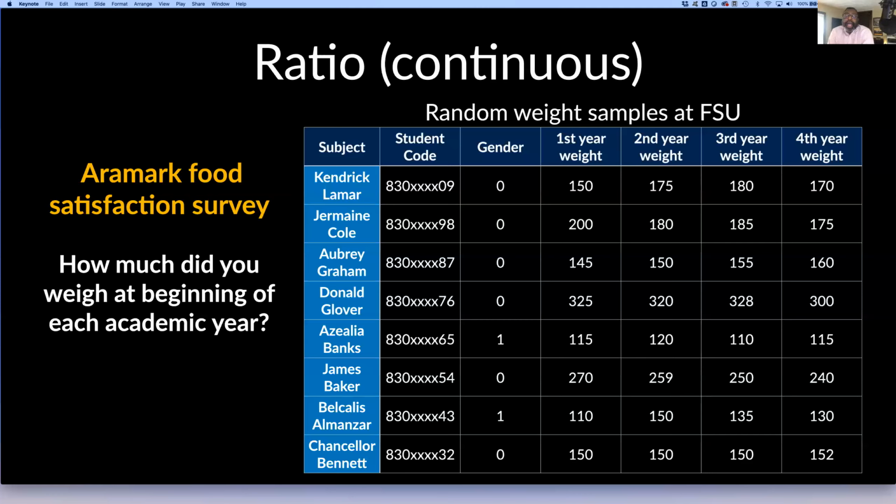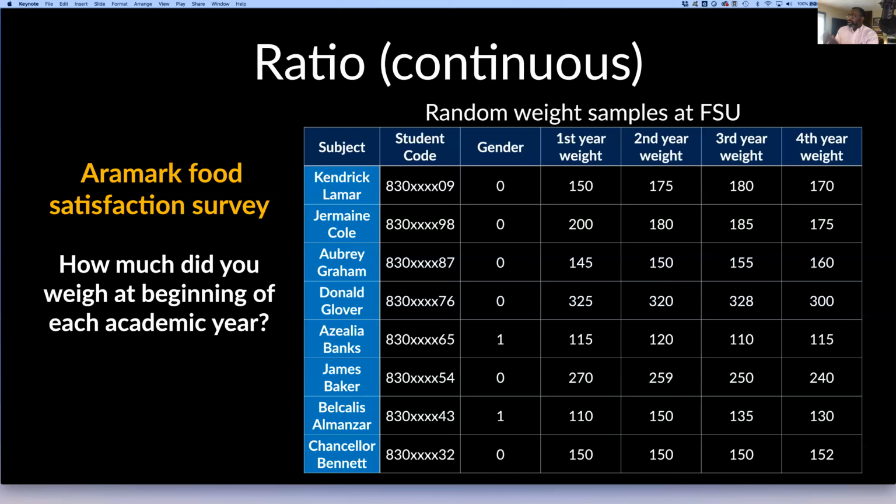Yeah, well, naturally what we want to see is, is there a statistically significant relationship between gender and weight loss or gain over time? Exactly, as was said earlier.